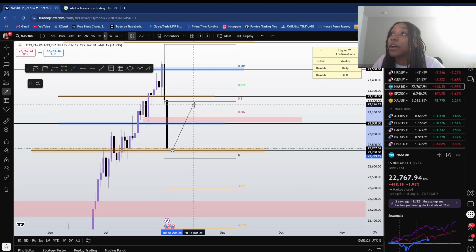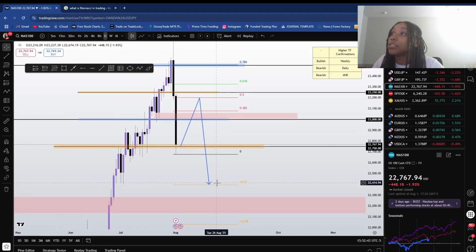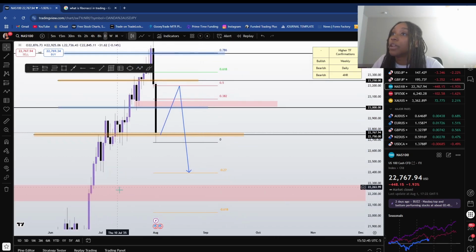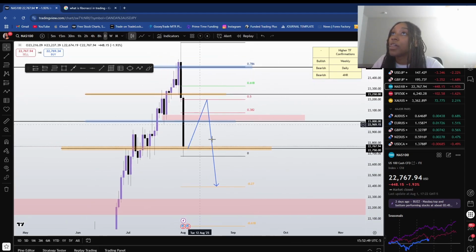Price could come a little higher, but essentially I'm looking to see price have some kind of reaction in this area and then show me signs that it wants to come back down. And I'm looking to take it out. I'll probably hold it to the 27 or even this level that I marked on the weekly. So that's what I'm looking at for Nas.